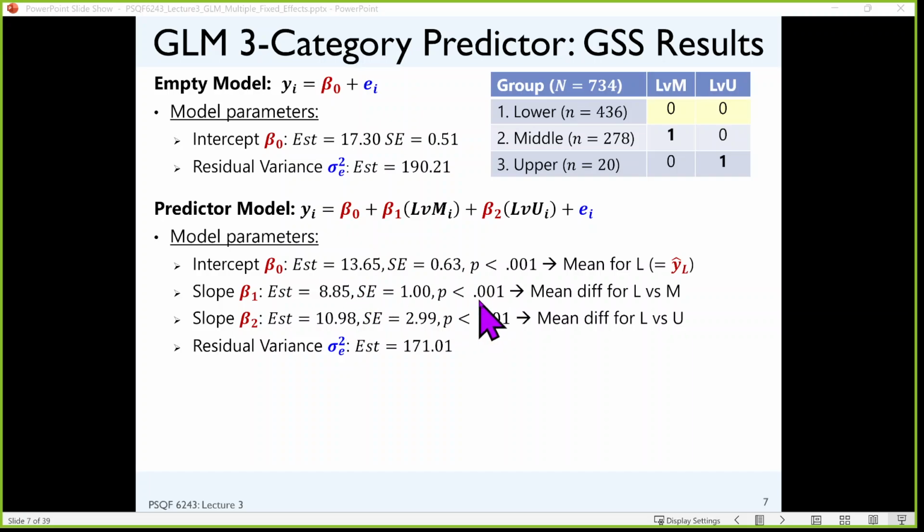So I have a significant slope, and it is a positive number. So in your drop-down menus, I would label this as significantly positive. This means that the middle group makes significantly more money than the lower group. How much more? $8,850 on average.